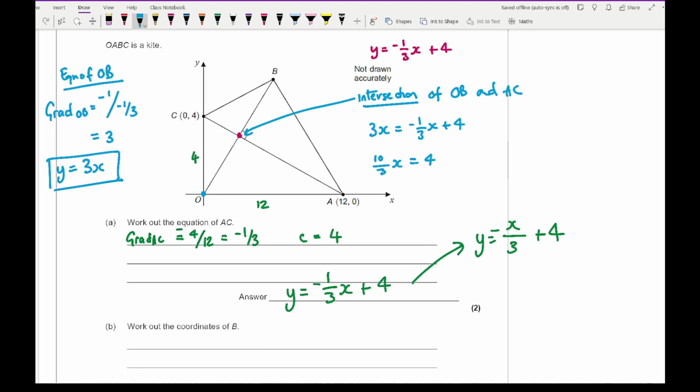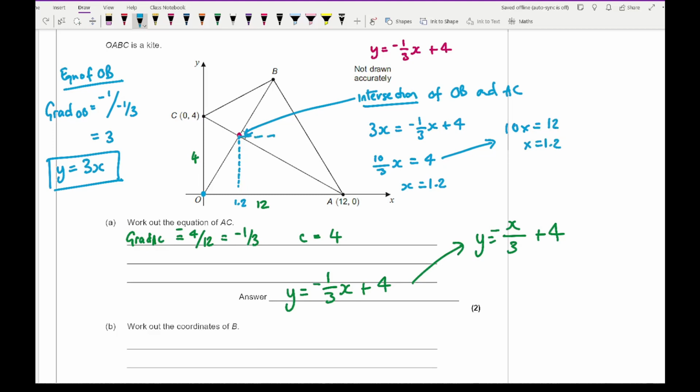And then solving this for x, I get x equals 1.2. So this x coordinate is 1.2. Now if you're not sure about how I've got from there to there, well, if I take the 3 over, I end up with 10x equals 12, and so x equals 1.2. So that's going to be 1.2.